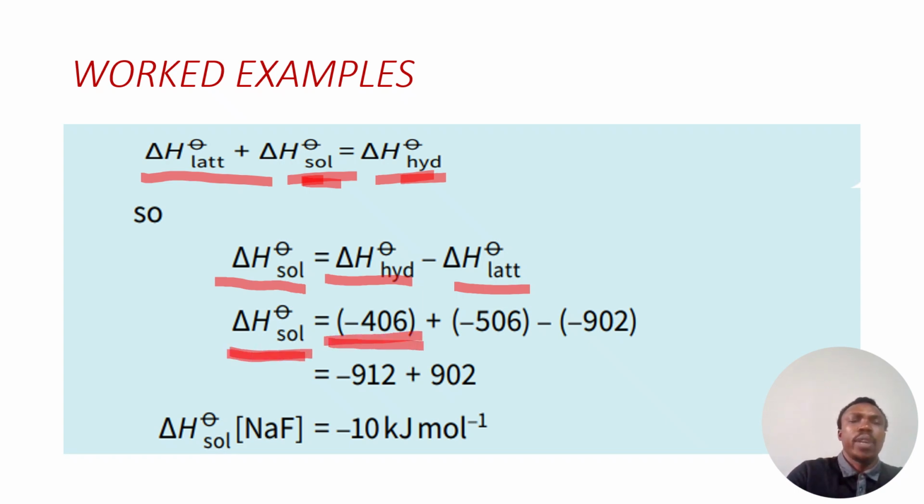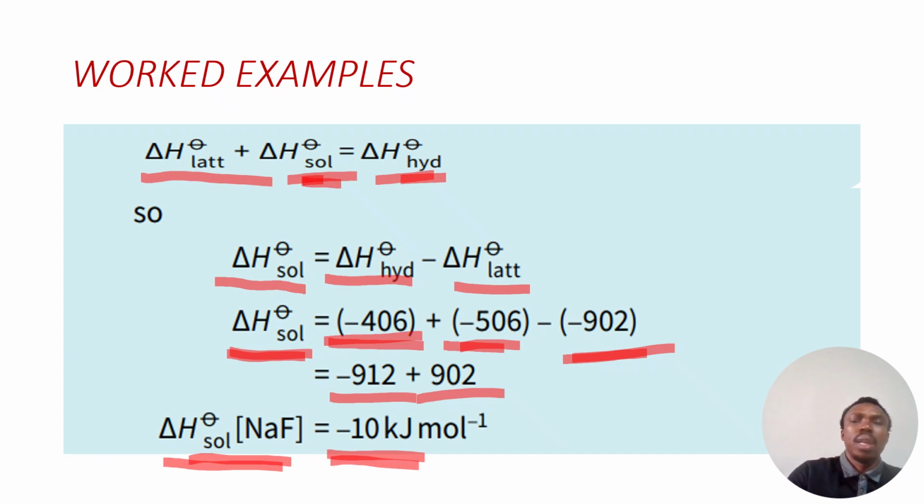So the enthalpy change of solution is equal to the enthalpy change of hydration of the sodium ion plus the enthalpy change of hydration of the fluoride ion minus the lattice energy. So by the time you do the mathematics, you have minus 912 plus 902. Therefore the enthalpy change of solution is equal to minus 10 kilojoules per mole. So the enthalpy change of solution is negative, which is an indication that the ionic solid sodium fluoride is soluble in water.